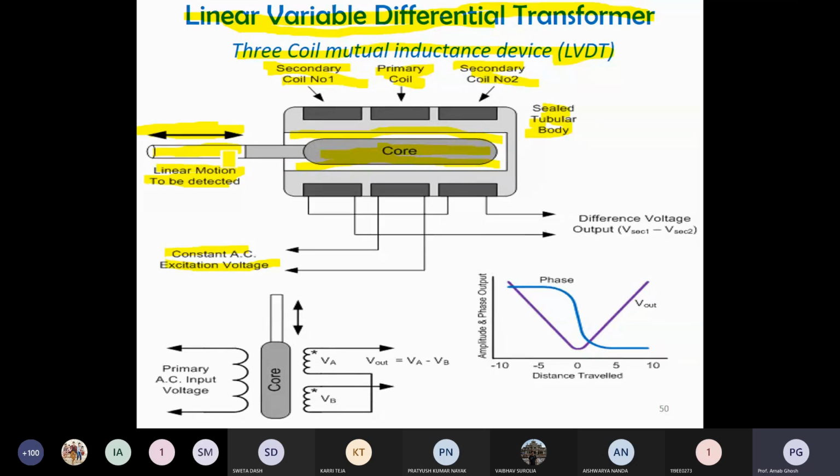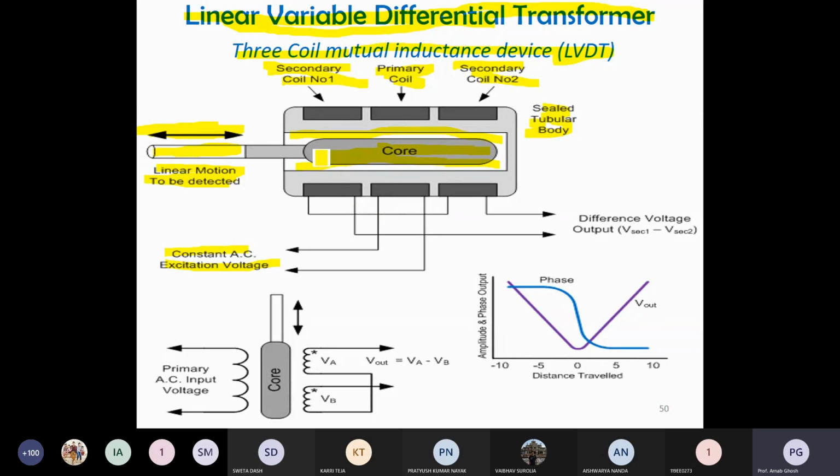Now as you change the position of the core, what happens to the flux lines, primary flux lines and secondary flux lines? When the core is nearer, full core is in front of the secondary coil 1, but only partial core is present in secondary coil 2. The primary coil is always there, so the flux is induced from the primary coil to secondary coil 1 and partially to secondary coil 2. This is condition number 1.